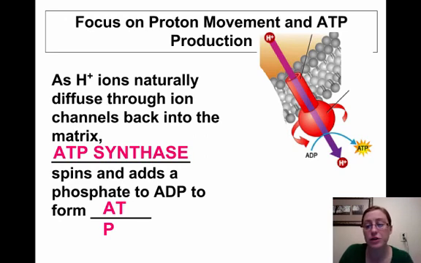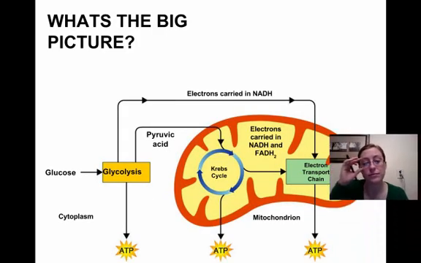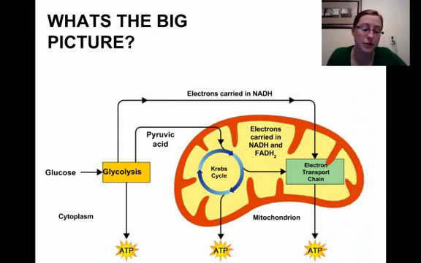Very important thing to note that the hydrogen ion does not go into the ATP molecule. It simply passes through, and as it whizzes on by, its energy from that movement is able to convert ADP into ATP. Alright, so let's look at the big picture here.